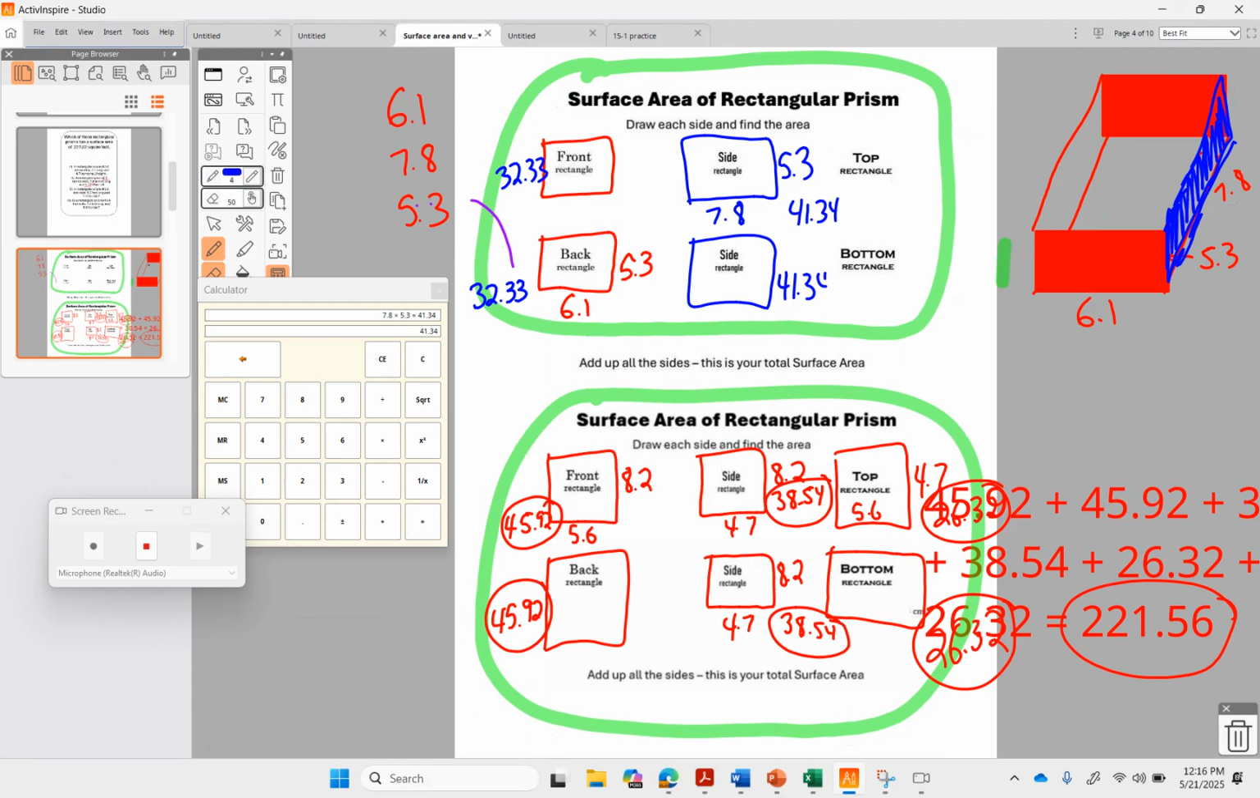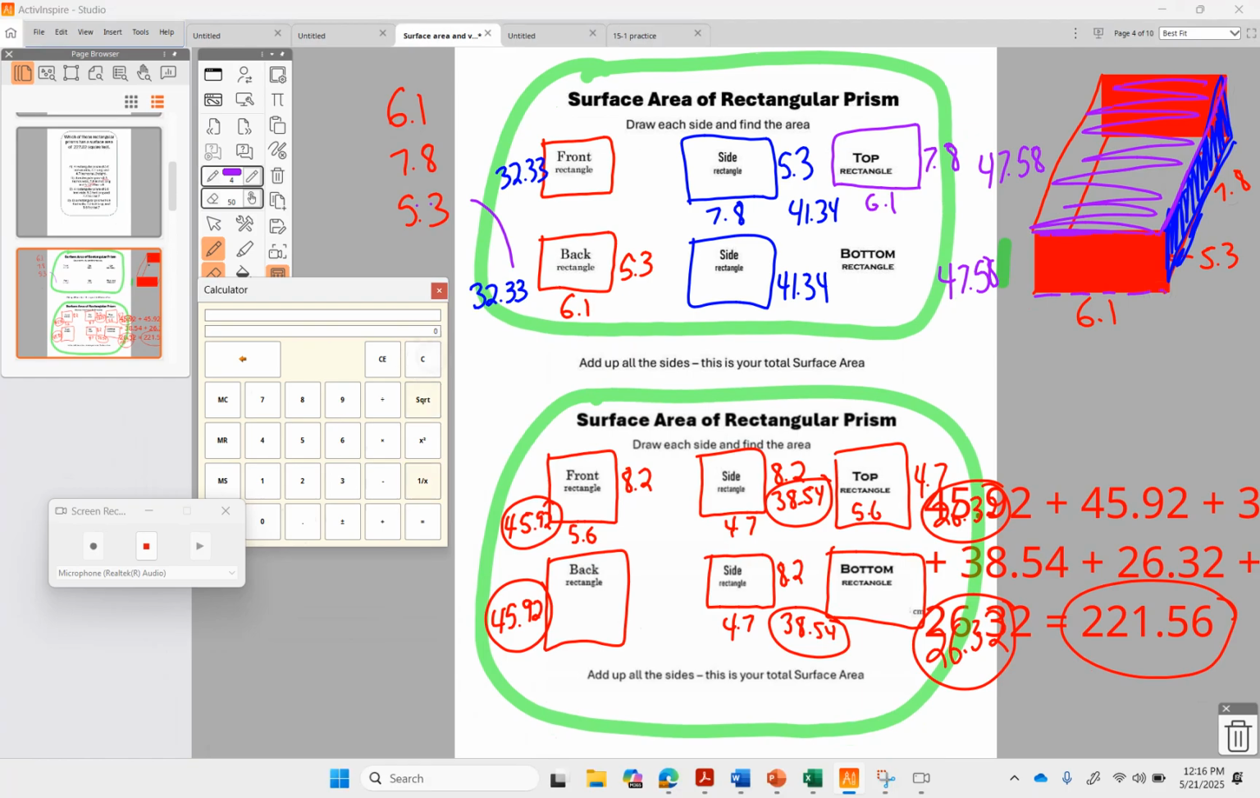Okay? And now I want the top. So I'm going to color code this. And I'm going to say this all is like the top of the box. So this is 6.1 units down here. This is 6.1 units across the top. And this is 7.8. Okay? So 6.1, if you can read my bad writing, times 7.8 is 47.58. And there are 2 of those.